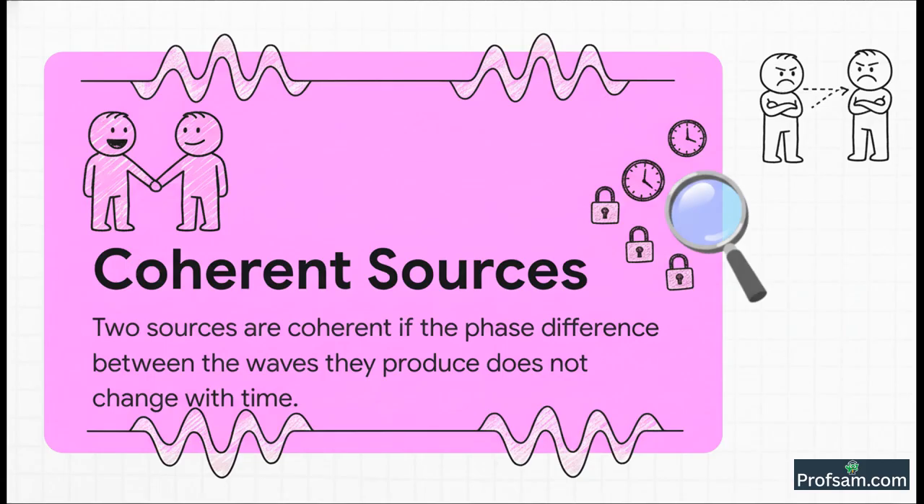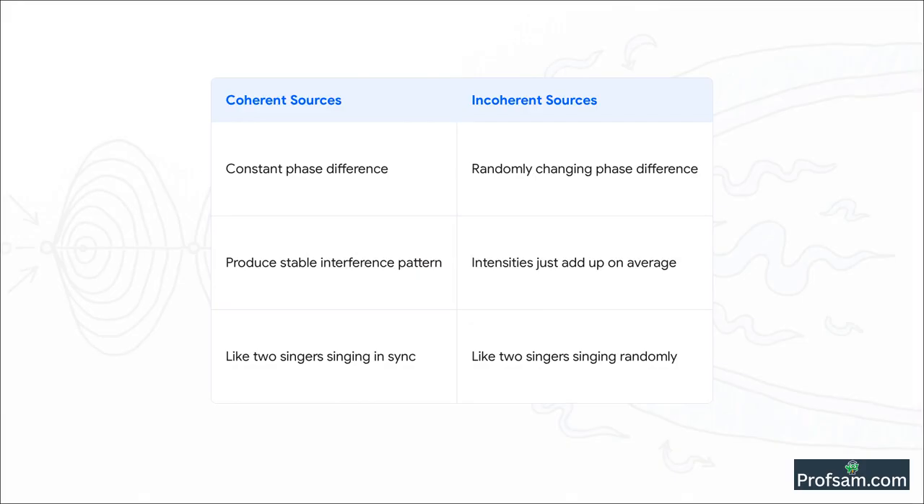Think about it. If two waves start out as friends, they stay friends forever. If they start as enemies, they stay enemies forever. Their relationship is stable, it's predictable. That's what makes a source coherent. And this comparison makes it crystal clear. Coherent sources, with their constant phase difference, are like two singers hitting every note perfectly in sync. What you hear is a beautiful, stable pattern of loud and soft music. But incoherent sources, their phase difference is changing randomly all the time. They're like two singers singing the same song, but one starts late, the other speeds up. It's a total mess. There's no stable pattern. All you hear is just the average loudness.